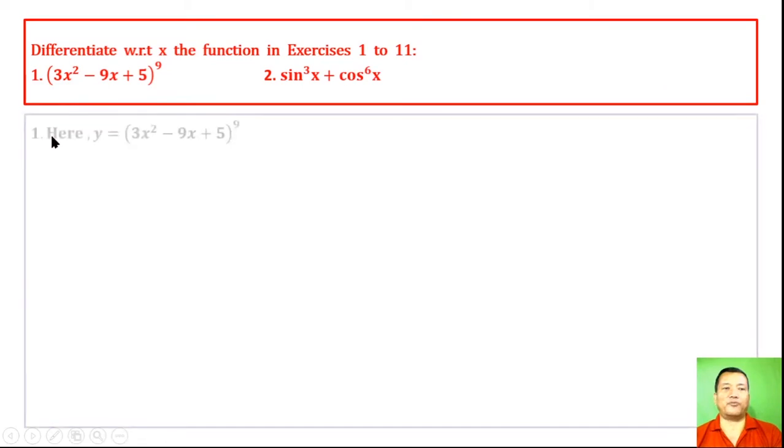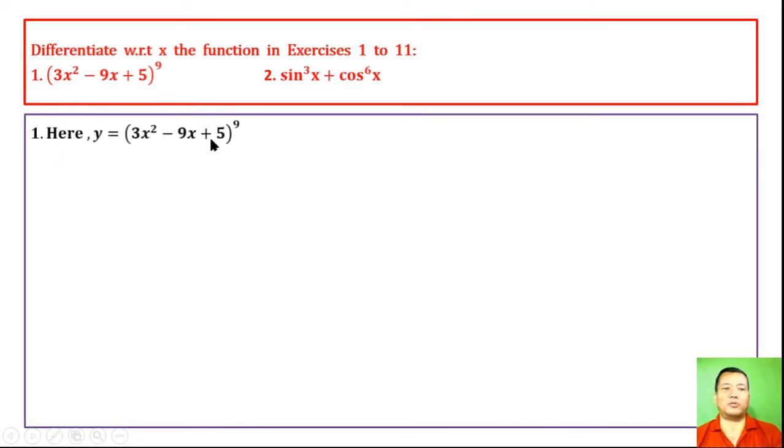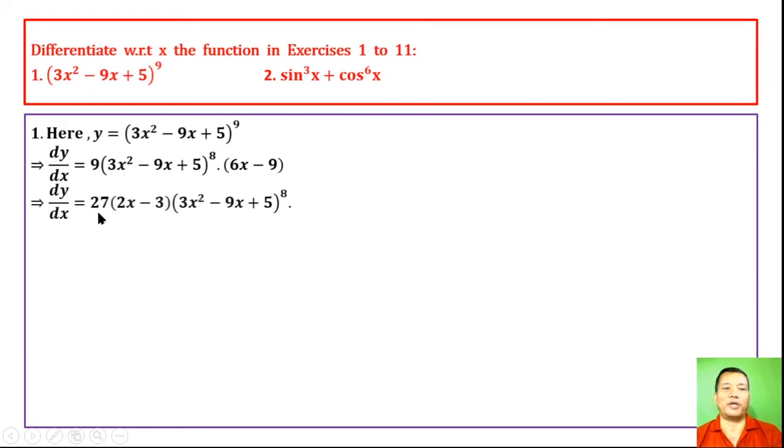Differentiate derivative, put y one. Here y equal to this. Therefore dy by dx is 9 times of this with the power 9 minus 1, that is, into derivative of base only. Derivative of this is 6x minus 9 into 1 plus 0, that is this. Simplifying we get 27 times of twice x minus 3 times of thrice x square minus 9x plus 5 all to the power I.